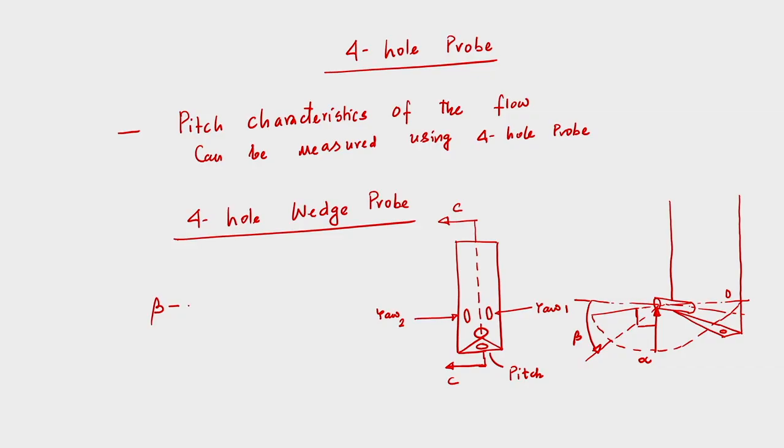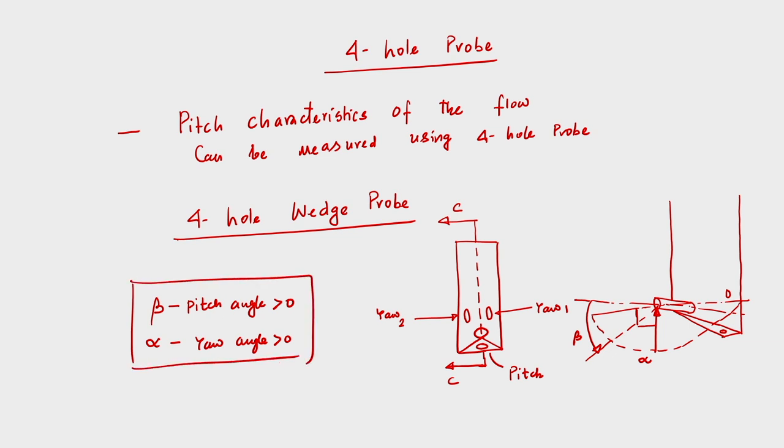So this beta is the pitch angle which is greater than 0, and alpha, that we have seen even in the 3 hole probe configuration, and this alpha is the yaw angle which is also greater than 0. Now the additional hole which is there in a 4 hole probe allows us to measure pitch angle which cannot be measured using the 3 hole probe.